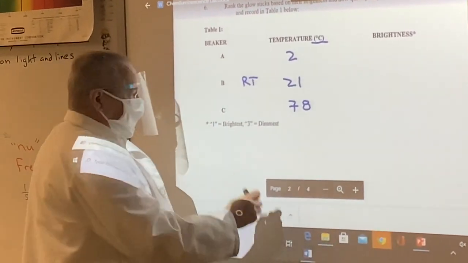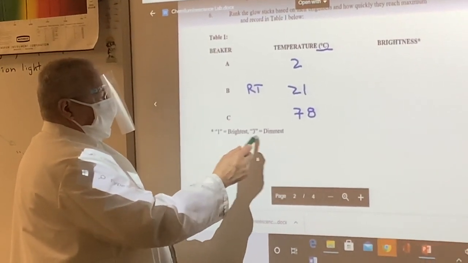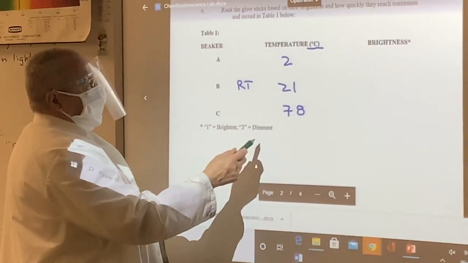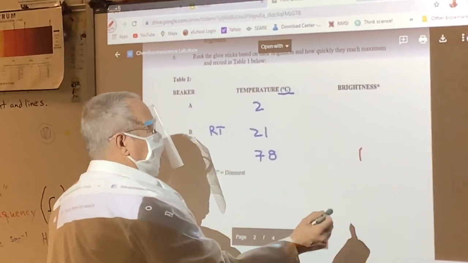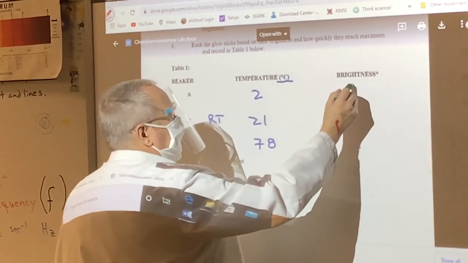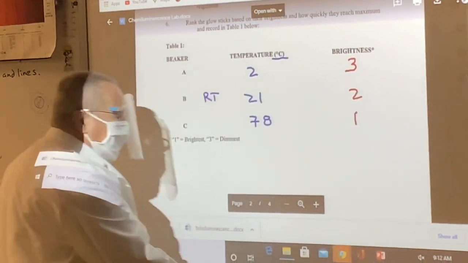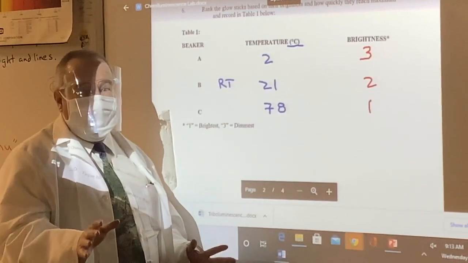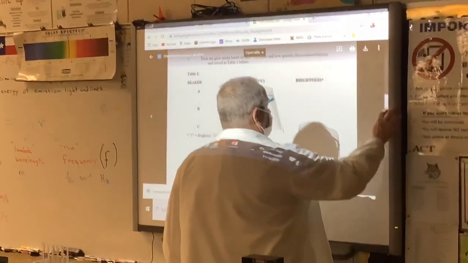And I borrowed this. I would have just said brightest and dimmest. But it asks us to score them on a scale of 1 to 3, 1 being the brightest and 3 being the dimmest. So the brightest one was clearly the hottest one, and the dimmest one was clearly the coldest one, and room temperature was in between. So there's your data, okay? I'm going to erase it now because we're going to move on to our questions.